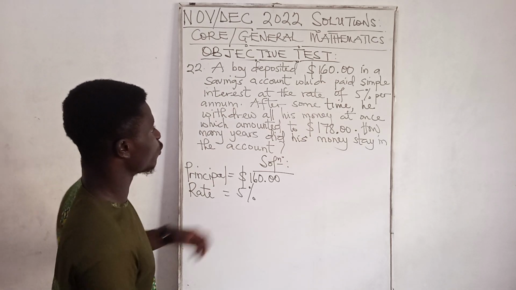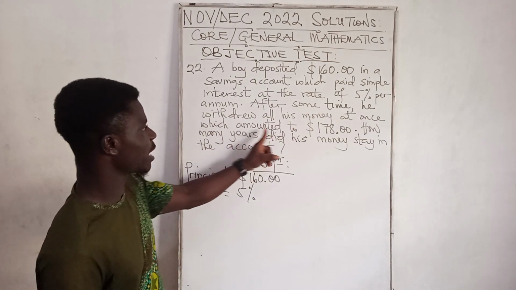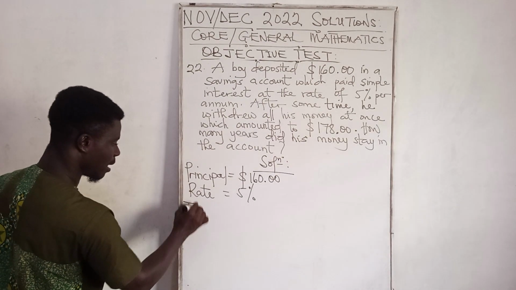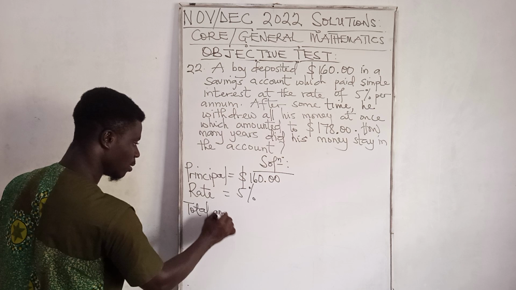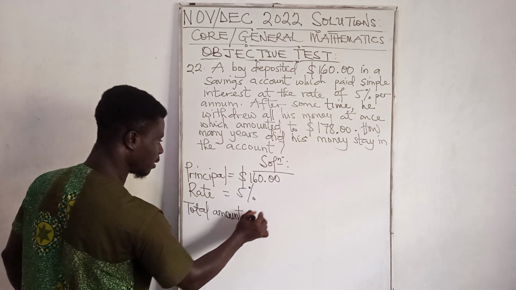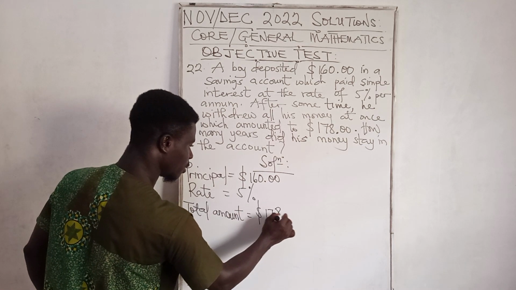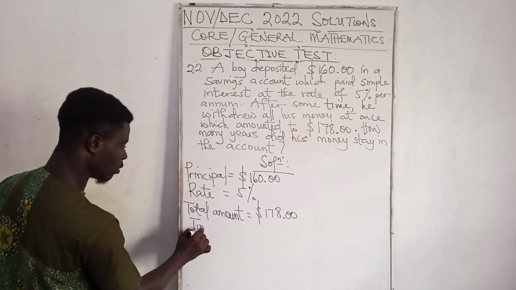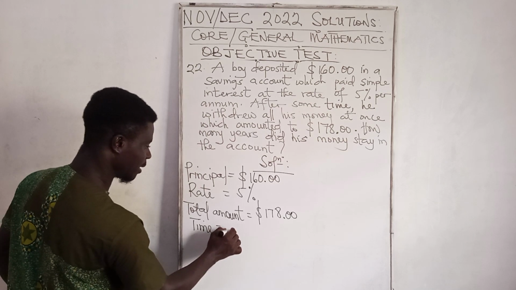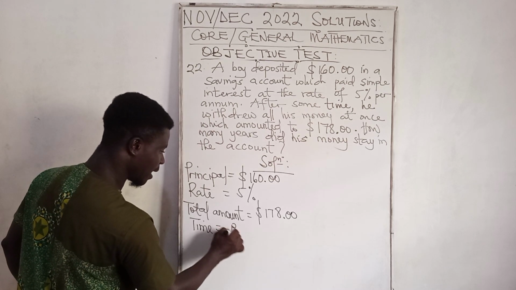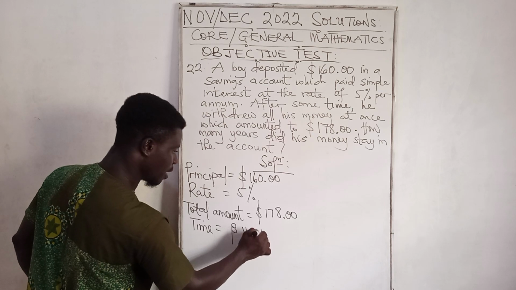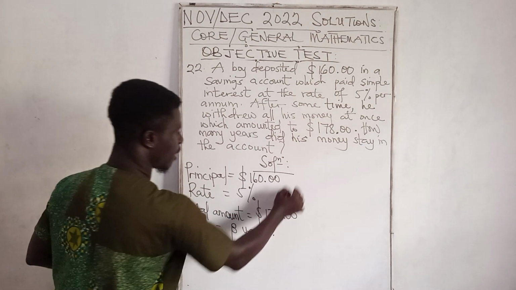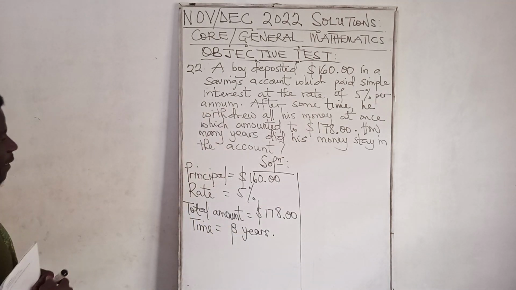After some time, he withdrew all his money at once, which amounted to that. So that would be the total amount, which is $178. How many years? So now we are looking for the time here. So we can say that it is the number of years. So now, how best can we solve this?